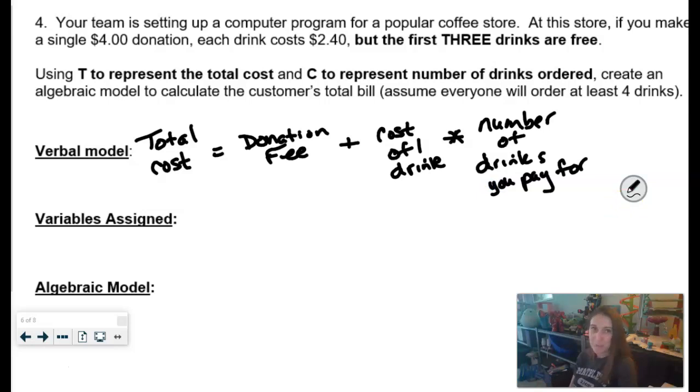Let's talk about that. Okay, variables assigned. They kind of went ahead and did this for us, right? They said T to represent the total cost. So T equals total cost. And then C represents the number of drinks ordered. Now that's a little tricky. We'll talk about that in a minute.